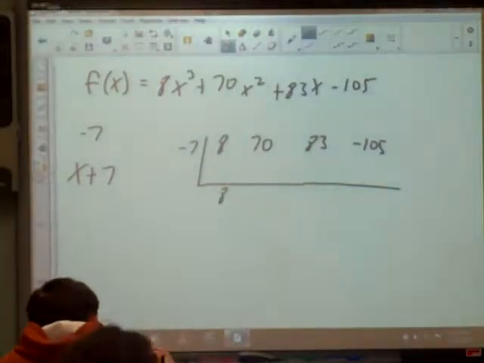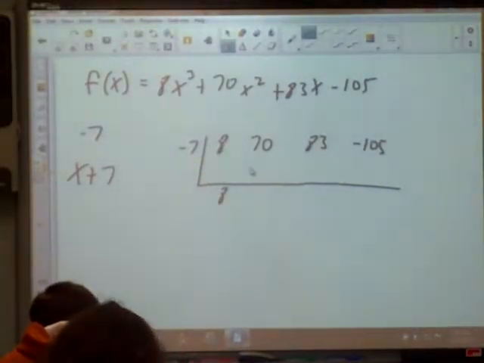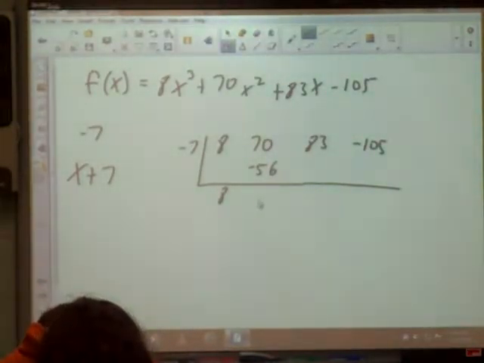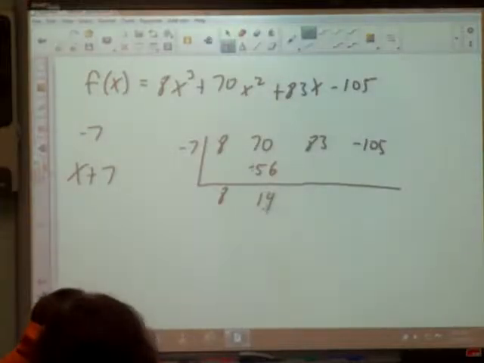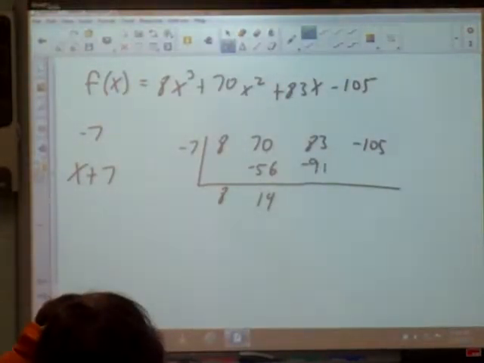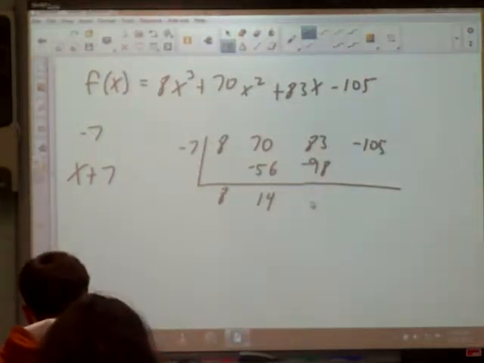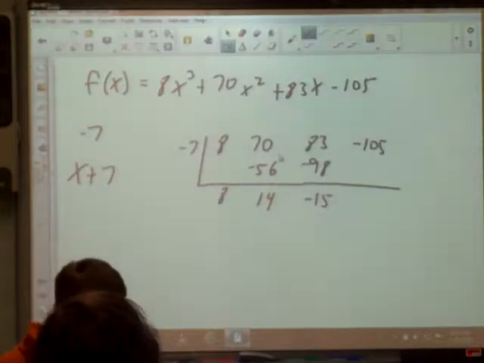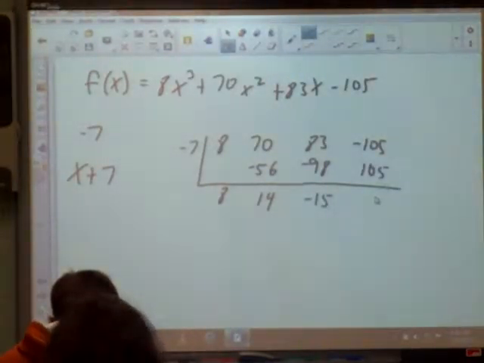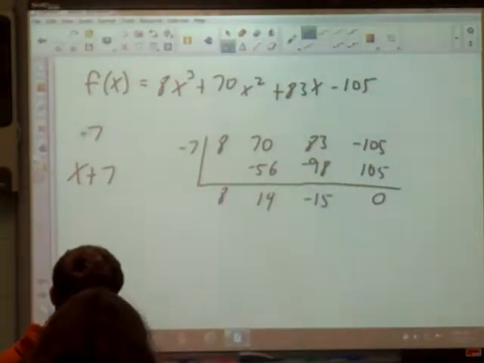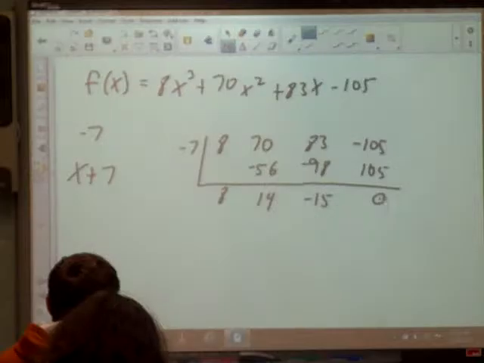Drop your 8. 8 times negative 7 is negative 56. Add there. That's 14. 14 times negative 7 is negative 98. Add that, and that's negative 15. Negative 15 times negative 7 has to be 105, unless I've messed up. Why do I know it has to be that? They gave me that negative 7 is a 0, so I knew that had to be a 0.